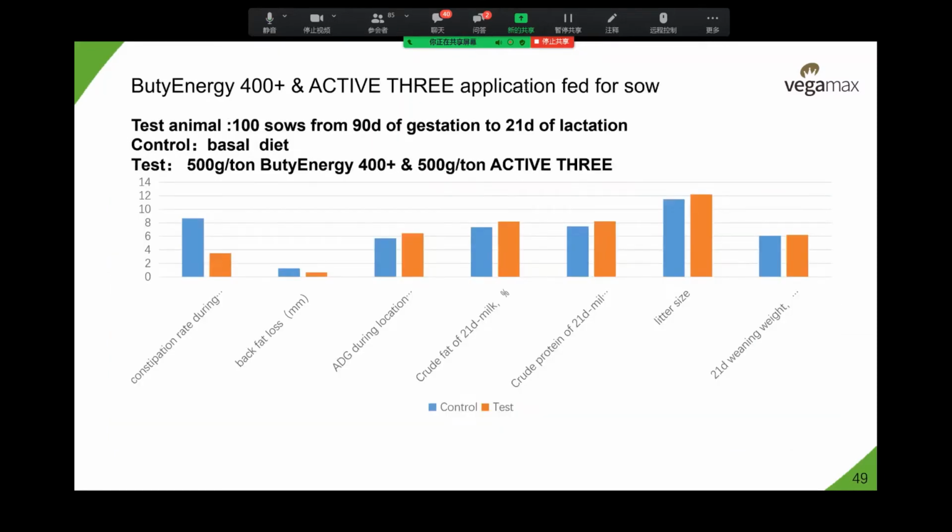From the sow farms, we test on 100 sows from 90 days of gestation to 21 days of lactation with the dosage 500 gram Built-Energy 400 plus and 500 gram Act.25. The result shows that the constipation rate has significantly decreased, and the crude fat of 20-day milk increased, and also the litter size increased.